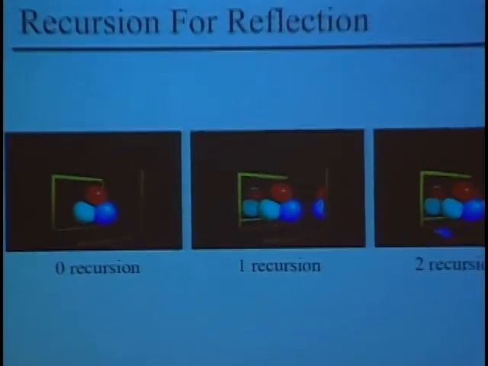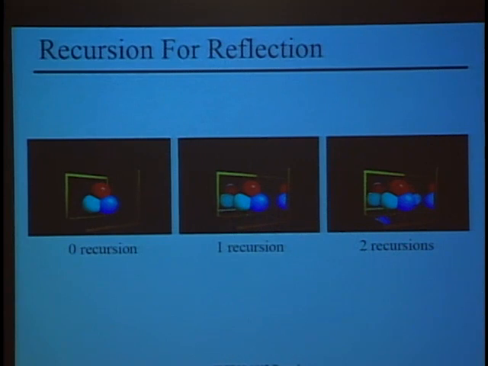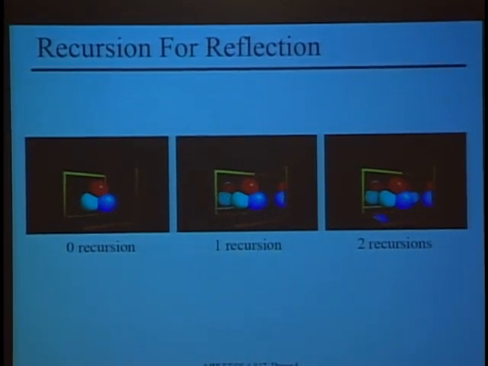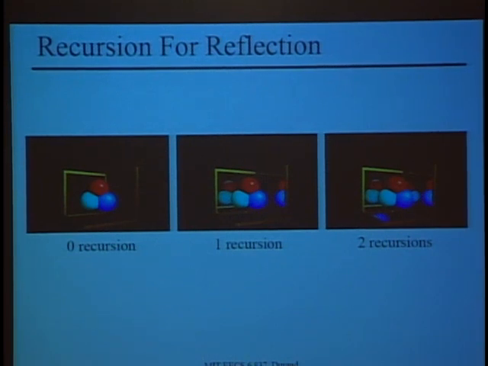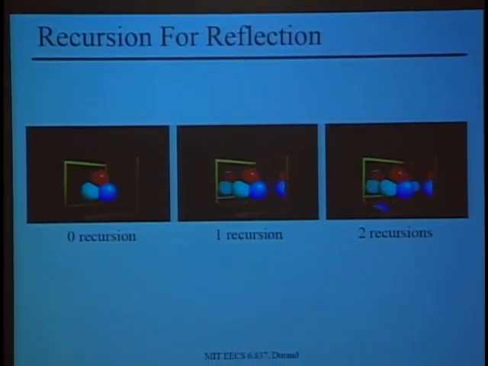Here's an example of the recursion. The three planes are reflective. They're like mirrors, and there are three spheres in between them. With no recursion, you can see there is no reflection at all. With one recursion, you can see the rays are reflecting just off the side mirrors. At the end, with two recursions, there's also a reflection at the bottom. So it is a reflection of one of the reflections.